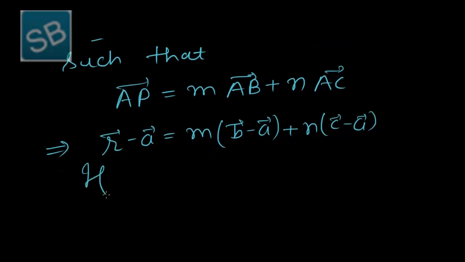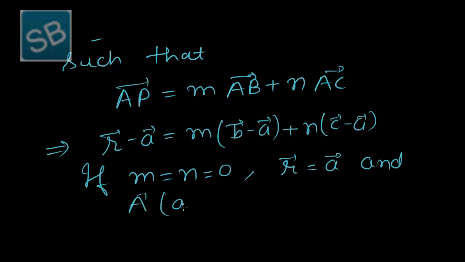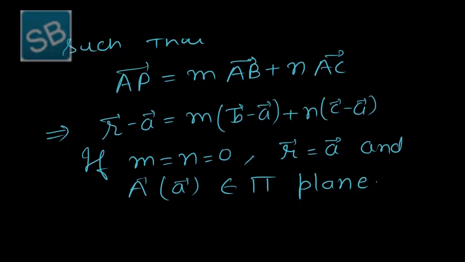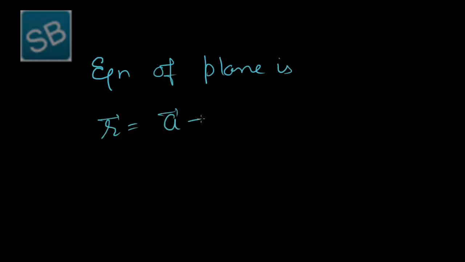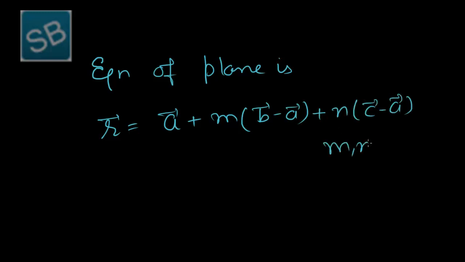If m is equal to n is equal to 0, then vector r is equal to vector a, and a point with position vector a belongs to pi plane. That is, in any case, the equation of plane is vector r is equal to vector a plus m times (b minus a) plus n times (c minus a), for m, n belonging to R.